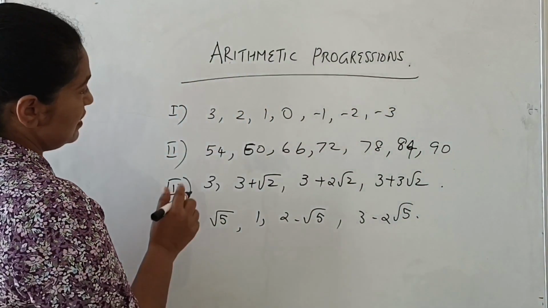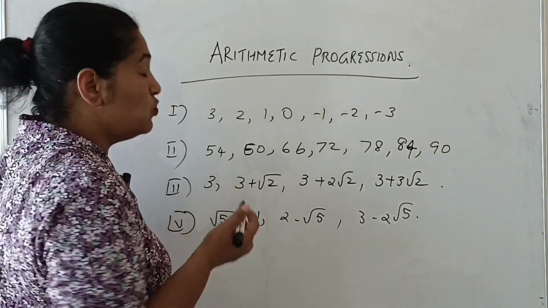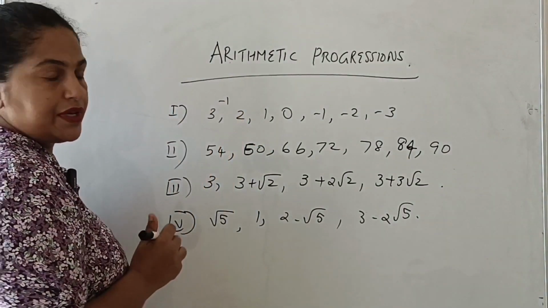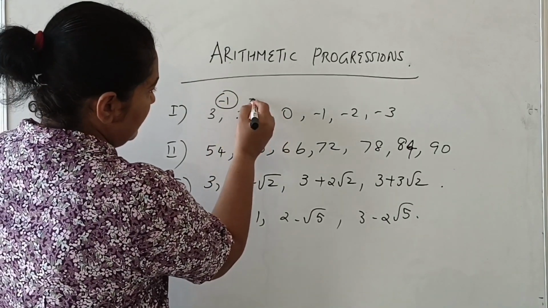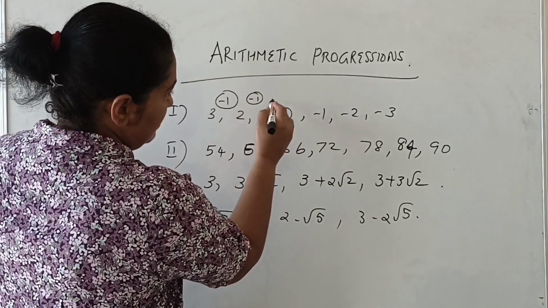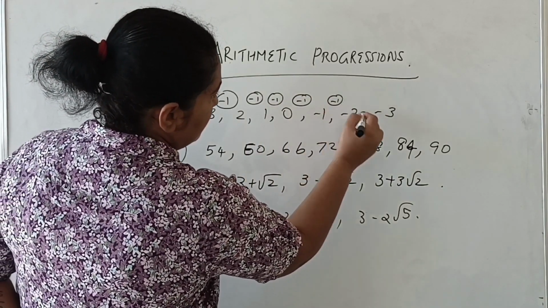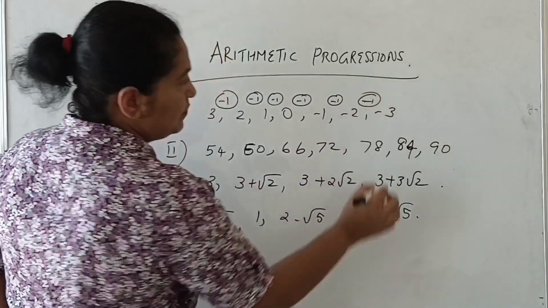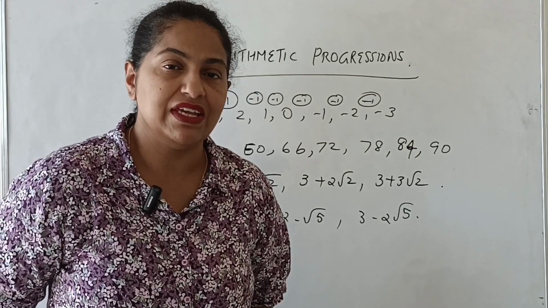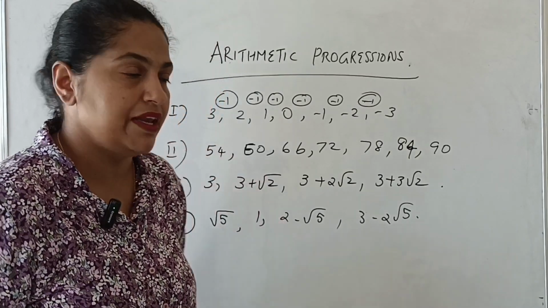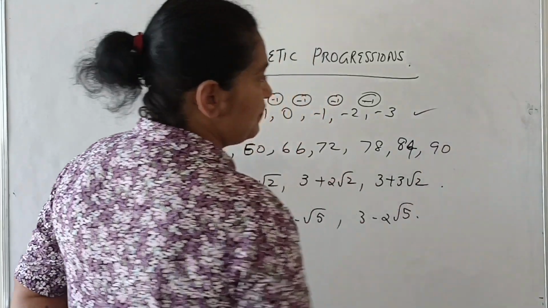Okay, so let us see here. What should be added to 3 in order to get 2? It is a minus 1, right? 2 plus minus 1 is a plus 1. Minus 1 plus 1 is a 0. 0 plus minus 1, okay. Correct. In each of these cases, the difference between the successive terms is a minus 1. So I can safely say this is an arithmetic progression.